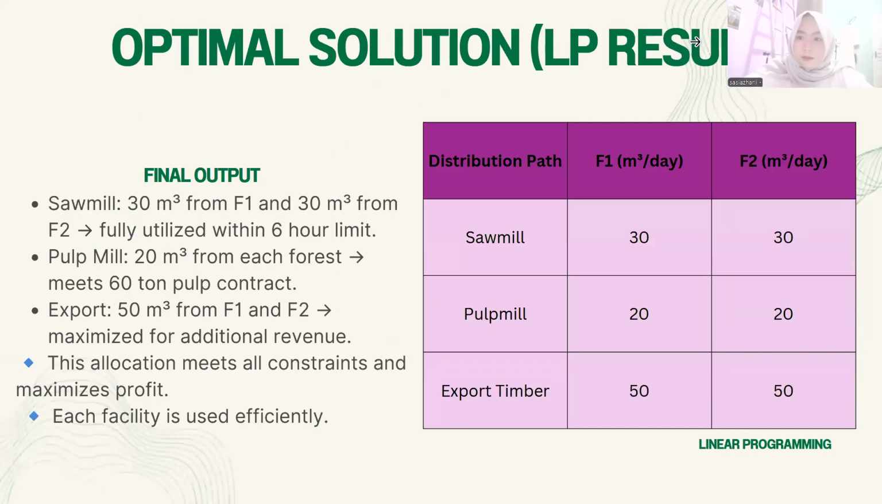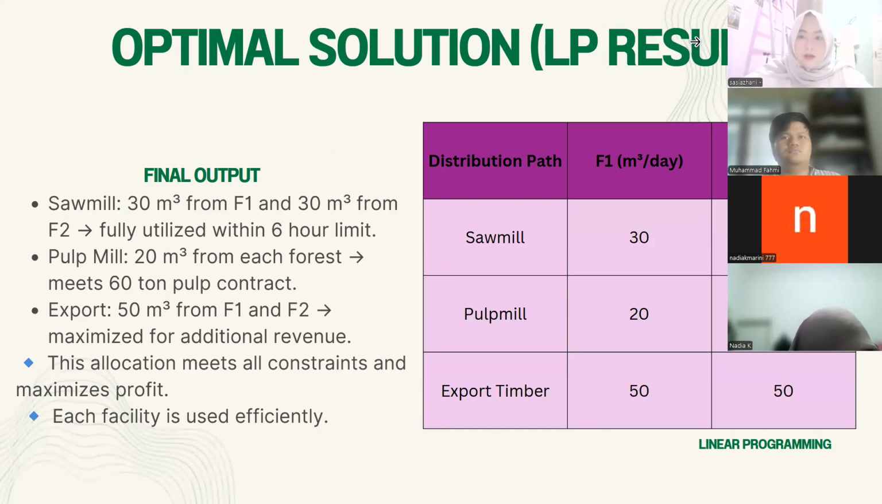Okay, so in here, let's move on to the optimal solution. Based on our result, the best allocation of logs per day is as follows. The first one is the sawmill: for F1 and F2, it is 30 cubic meters from forest 1 and from forest 2. The second one is the pulp mill, where the value of F1 and F2 is 20 cubic meters per day. And for the export timber, it is 50 cubic meters per day.